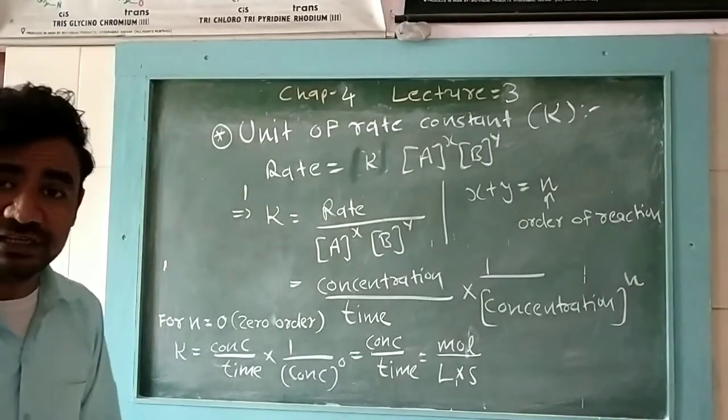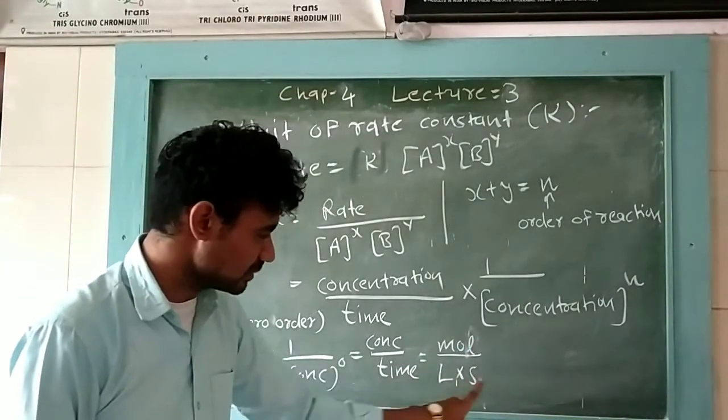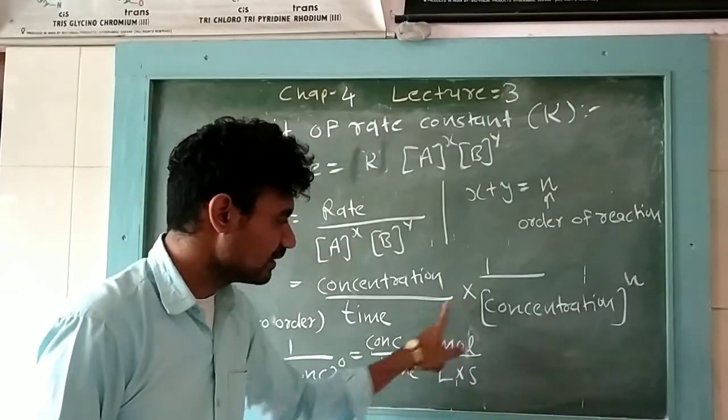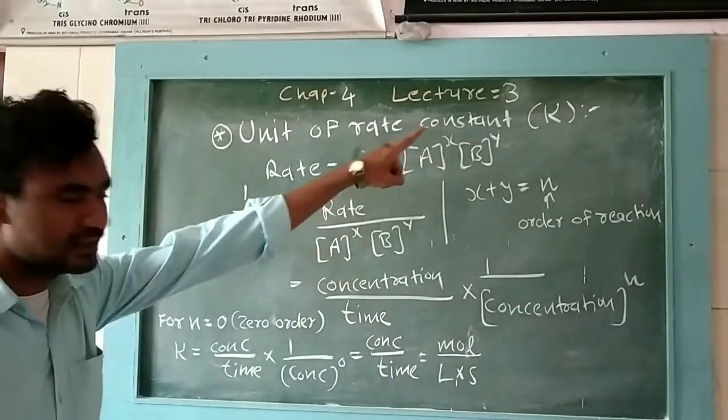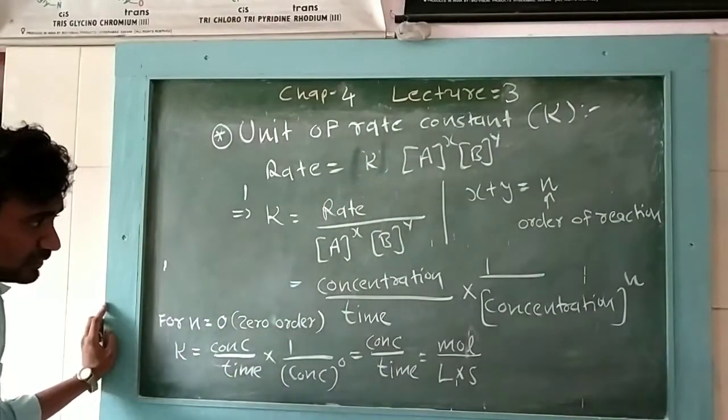If the concentration is in molarity, then the unit is mole per liter into time, that is second. So this is the unit of K when the reaction is a zero order reaction.